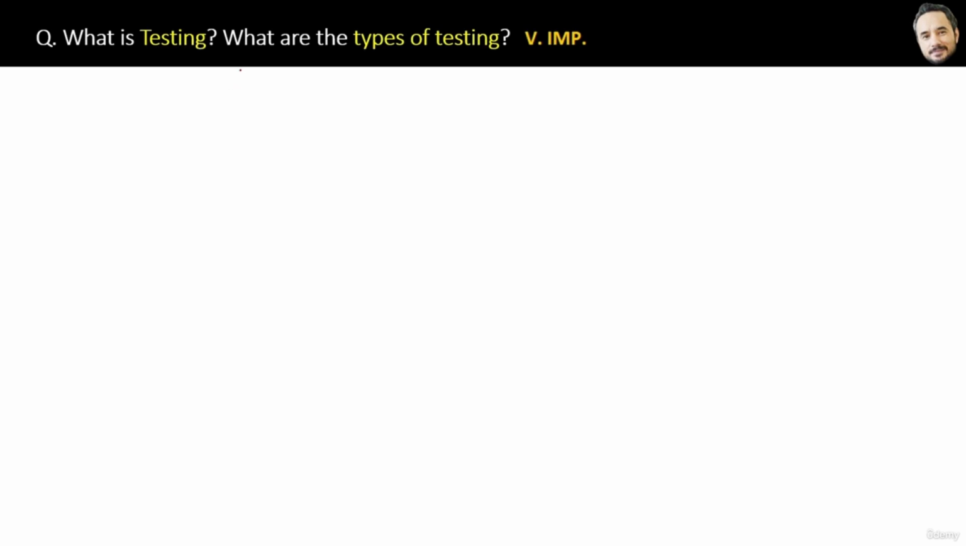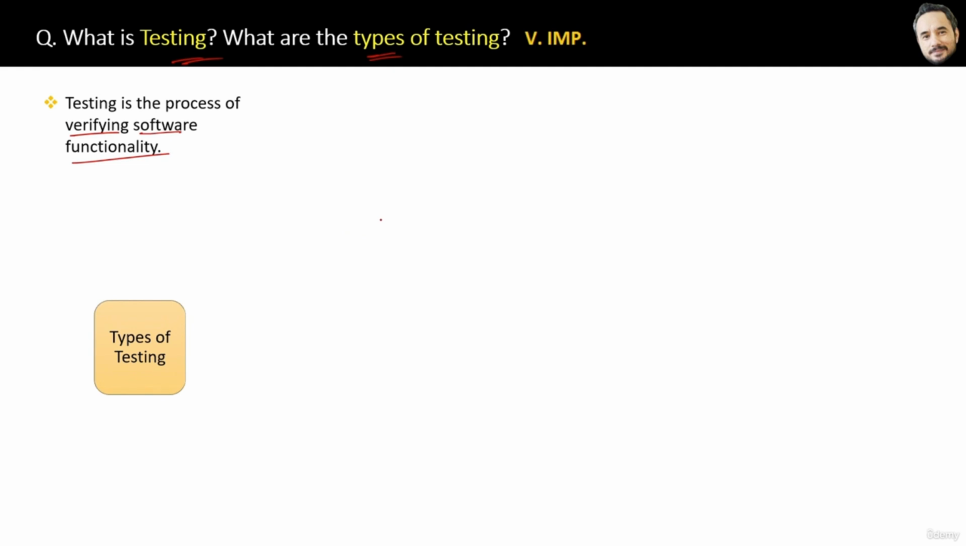What is testing? What are the types of testing in Node? Testing meaning you already know. Testing is the process of verifying the software functionality. Here it is written and you know it. Now let's explore at a very high level what are the types of testing we have. And this testing is not just with Node but with any project.